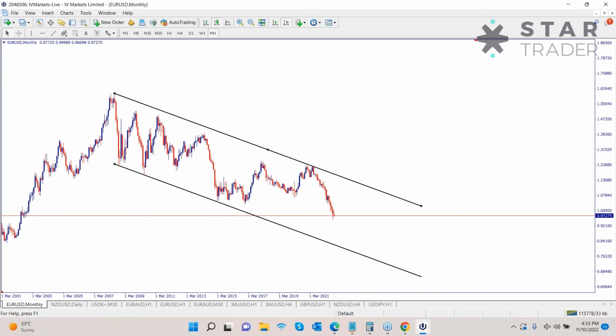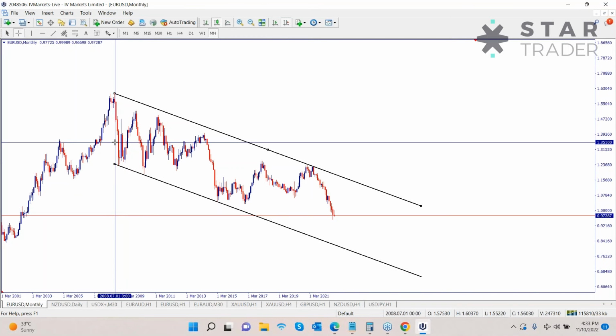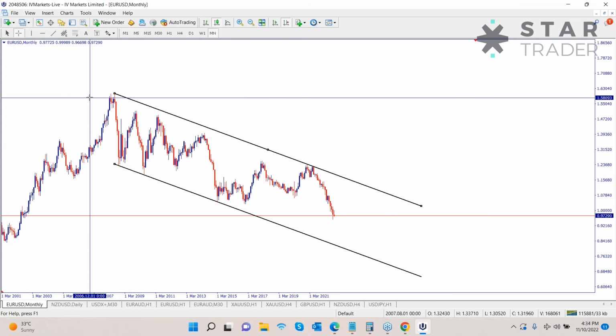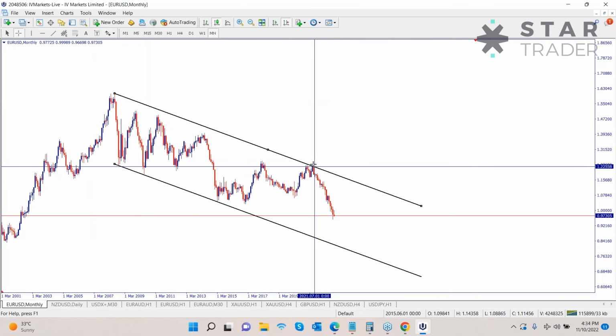The market is following this channel because this is the monthly chart. The market has been following this channel since 2008. Remember, this is why channels are very important: if you know the market is running in between this channel, you can catch the market either from the bottom of the channel or from the top of the channel.